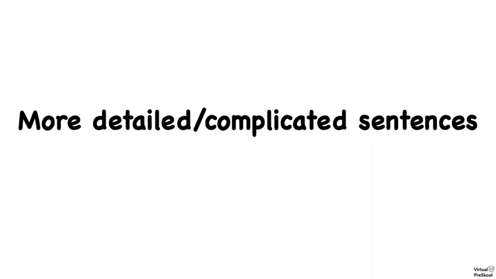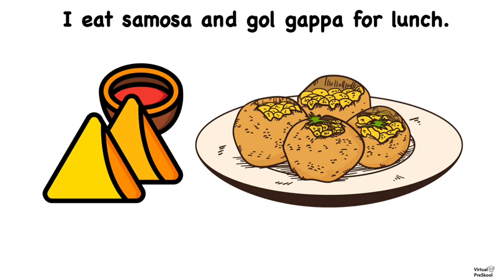All right, now that you've done a lot of practice problems, let's do some more detailed and complicated sentences. And before we do, let me remind you how to say the word and in Hindi. It's or. Again, we say or. Okay, so let's do this one. I eat samosa and golgappa for lunch. What a yummy lunch.